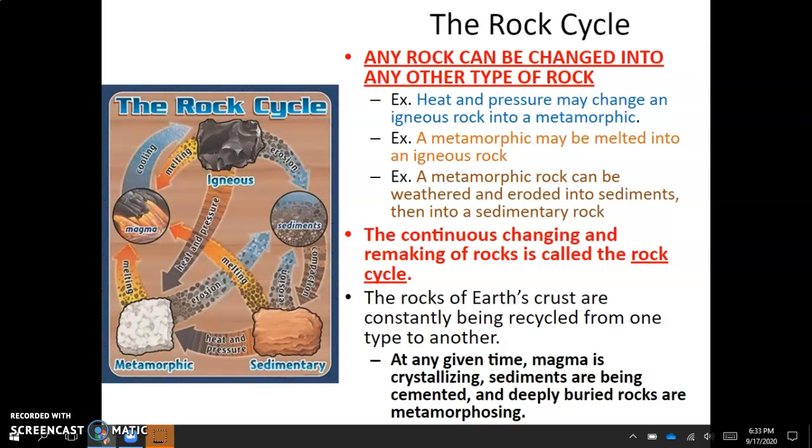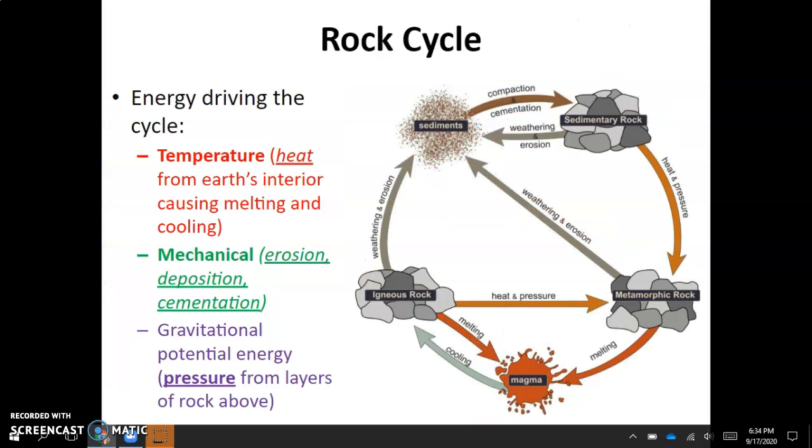So the process that they undergo will determine what type of new rock they are changed into, and we just have to figure out how to follow the arrows of the rock cycle to determine what kind of rock is being formed. So there is some energy that drives the rock cycle. So number 1 is temperature, and this is going to be heat from the Earth's interior that will cause melting and cooling. Mechanical energy, things like erosion, deposition, and cementation. And then gravitational energy, so that's pressure from layers of rock above. So these are the 3 types of energy that really drive our rock cycle.